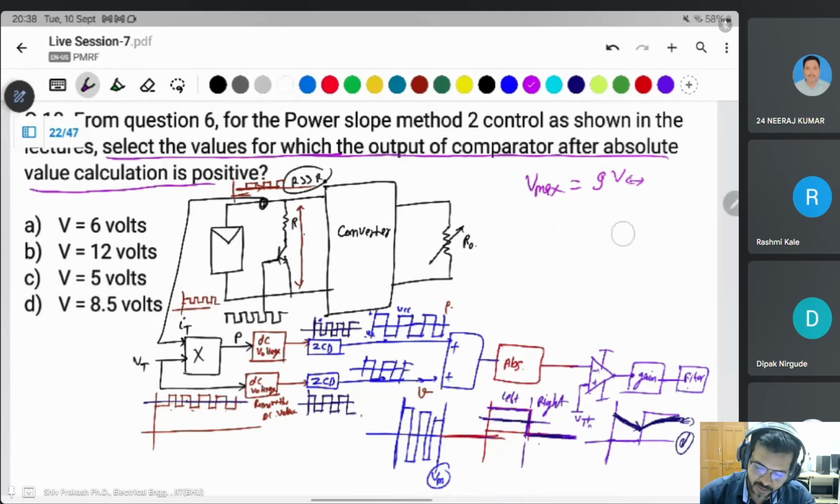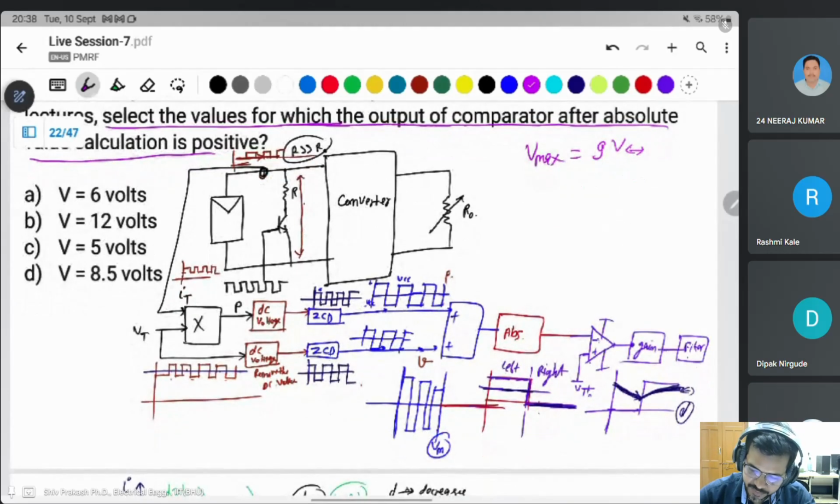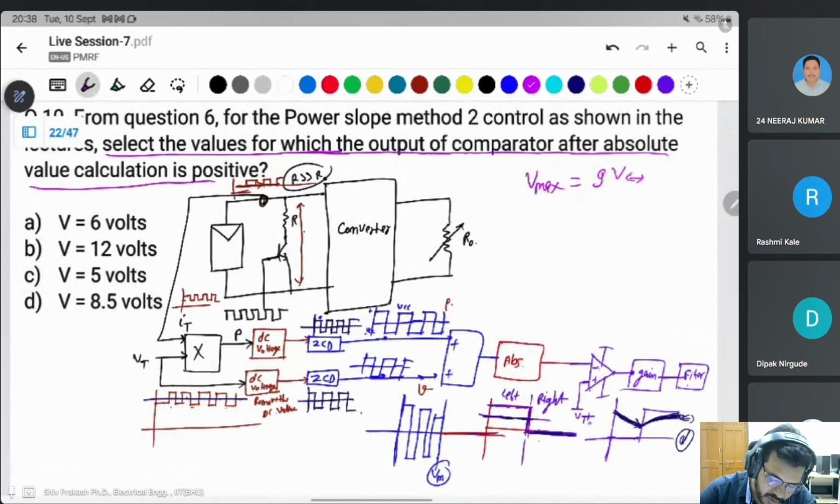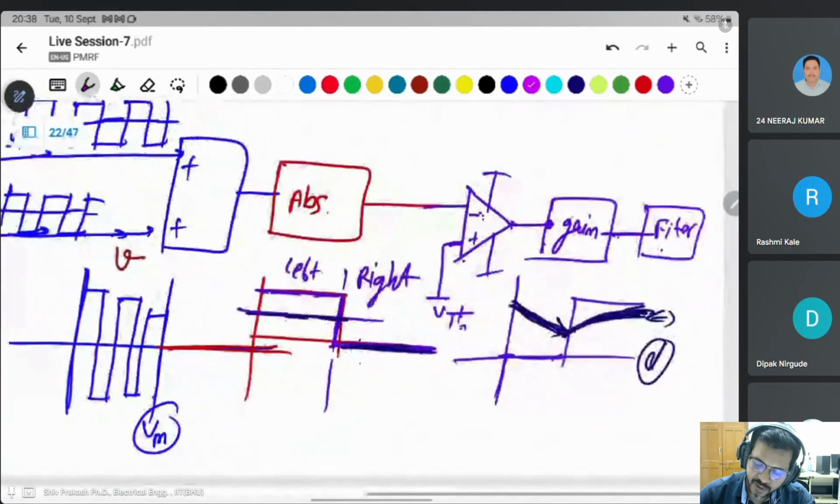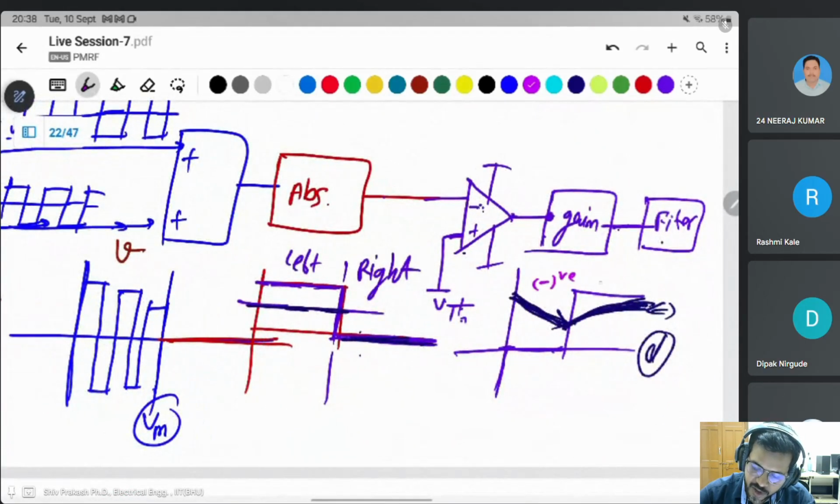Okay, let's see, one second, I'll explain again. The question asks to select the values for which the comparator output after absolute value calculation is positive. It means this one will be a negative value, and this will be the positive value. Then when you get the positive value of the comparator, it compares this voltage to this voltage. The threshold voltage is this one. If it is greater than this one, then you will get the negative voltage. If this one is lower than this one, then you get the positive voltage.